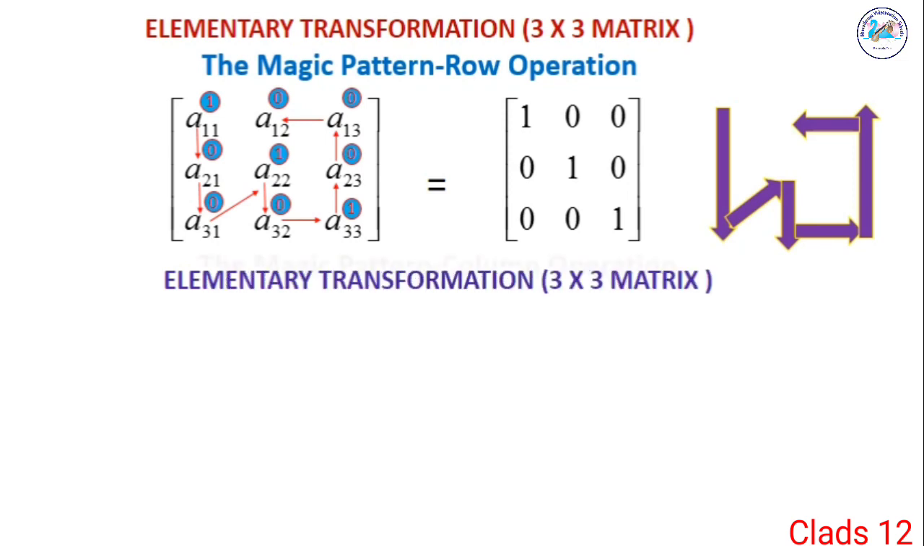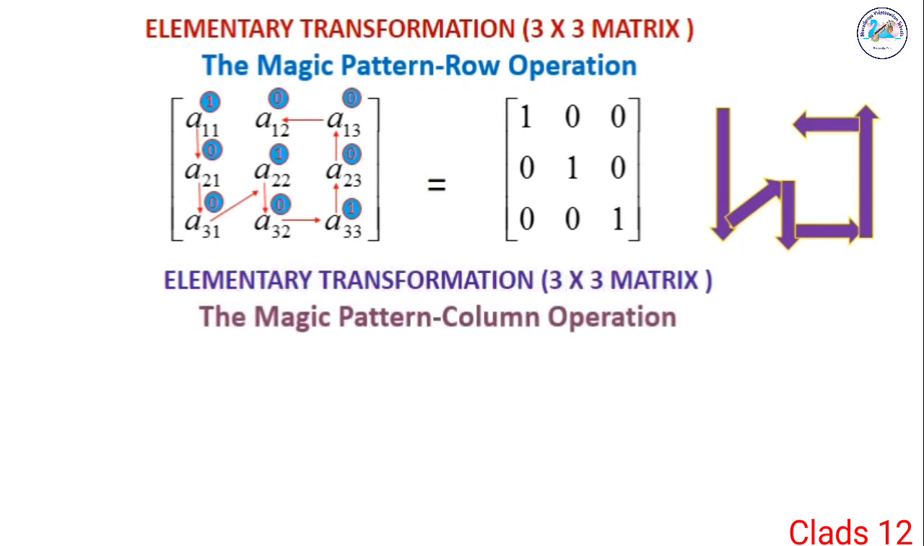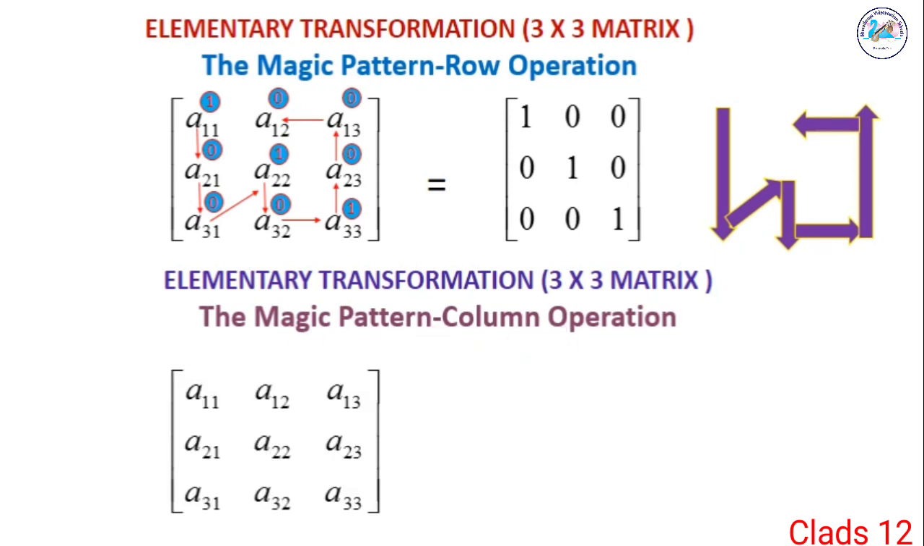And in case of column operation, the magic pattern is like this. As before, we have to write the general form, that is A11 to A13, A21 to A23, A31 to A33. We have to change this into the identity matrix of order 3, 1 0 0, 0 1 0, 0 0 1. So the column operation is like this.